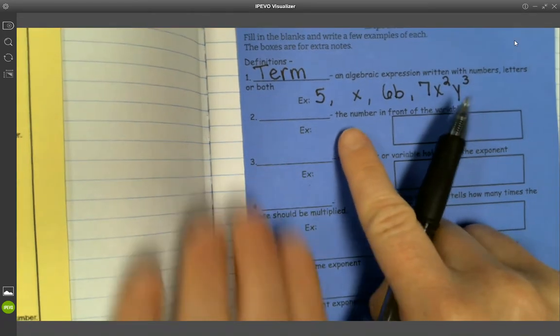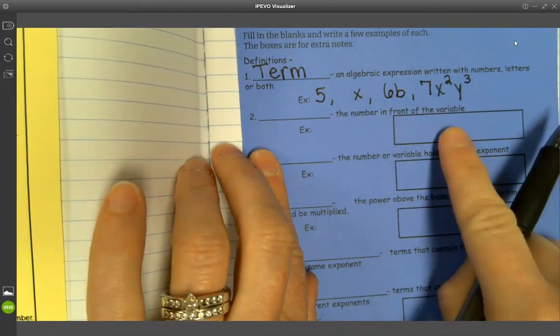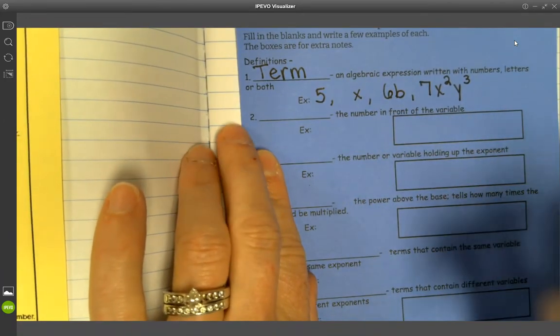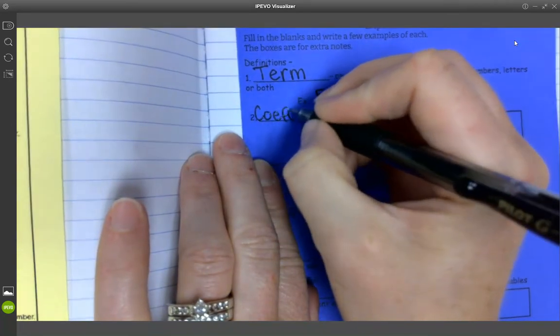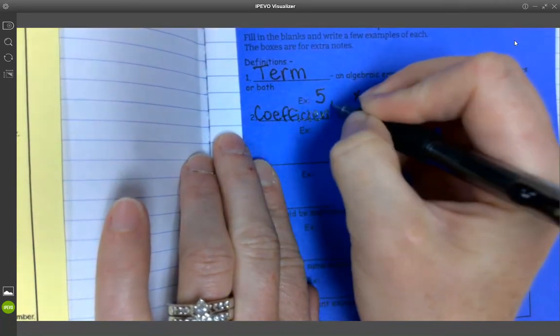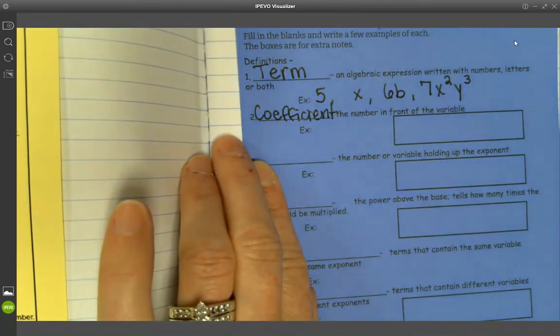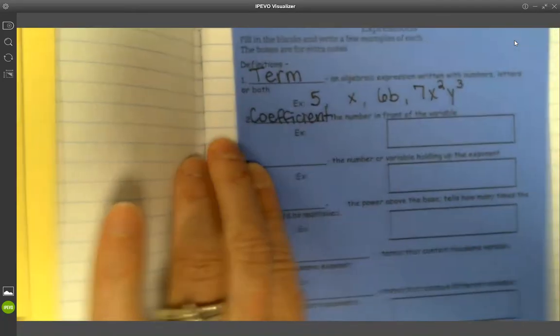The next word is, the definition would be the number in front of a variable. It's called a coefficient. It's a number in front of a variable. Coefficient.